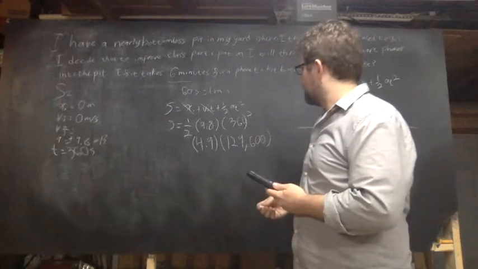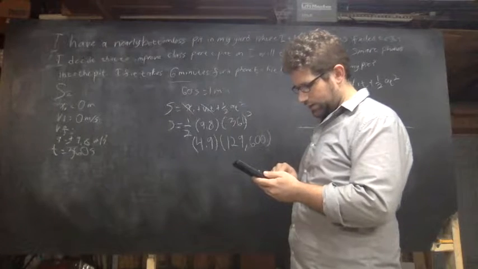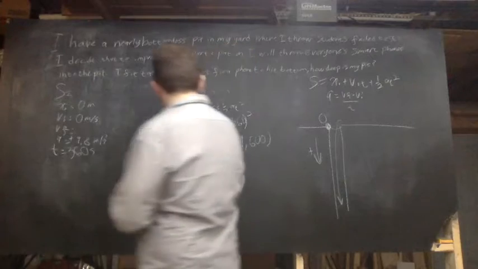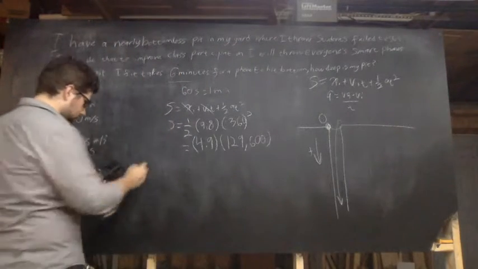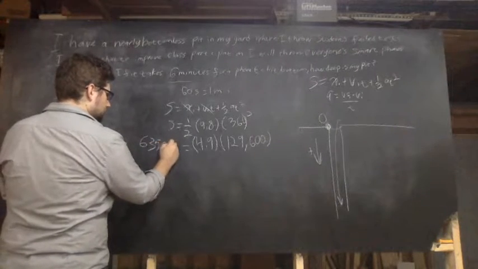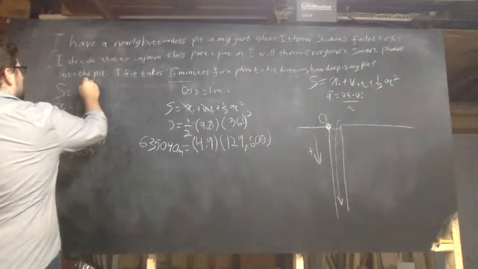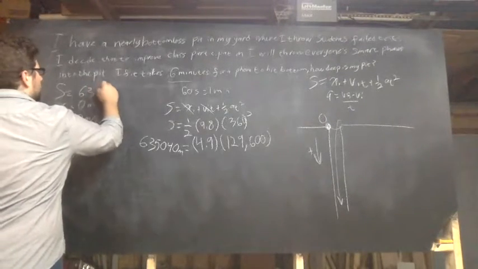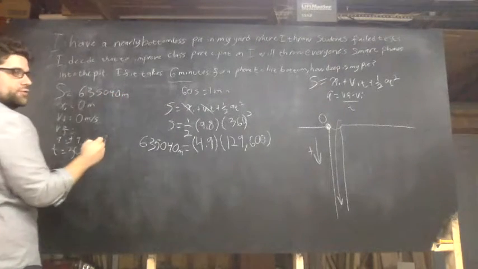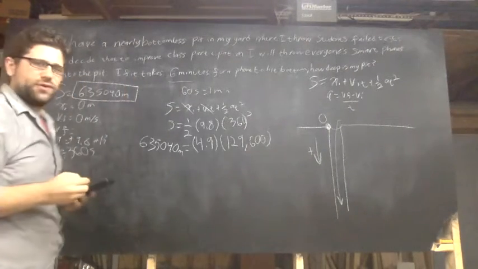4.9 times 129,600 is, drum roll please, 635,040 meters. That's the depth of my backyard pit. Remember, square our answer. In just a sec. Let me put that in miles.